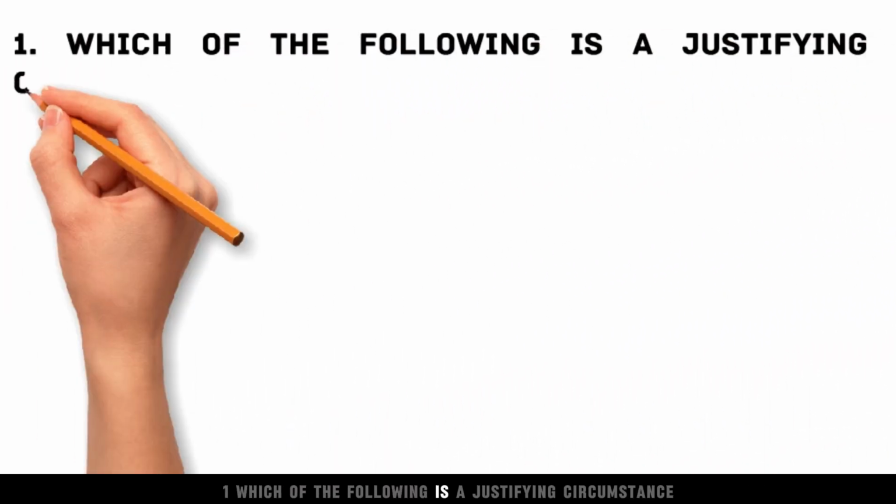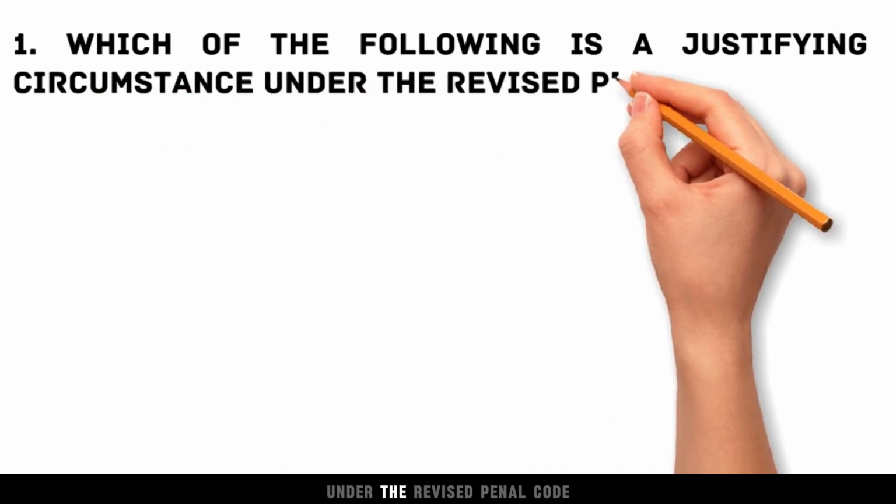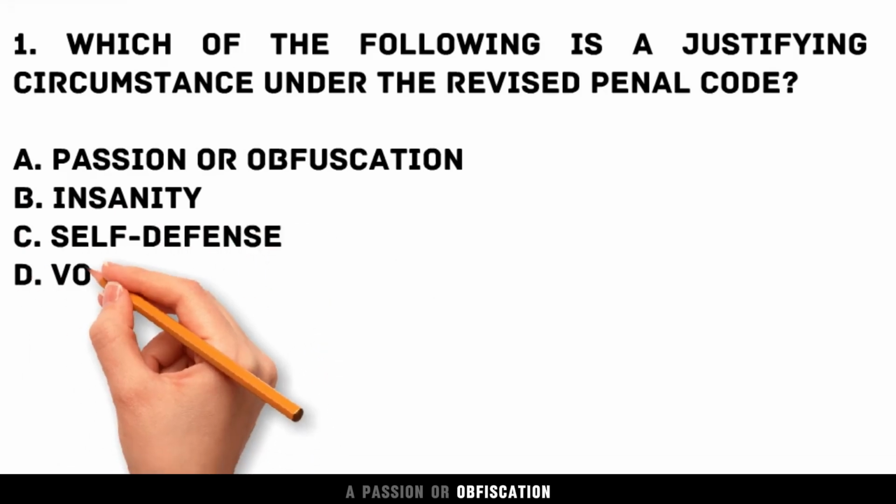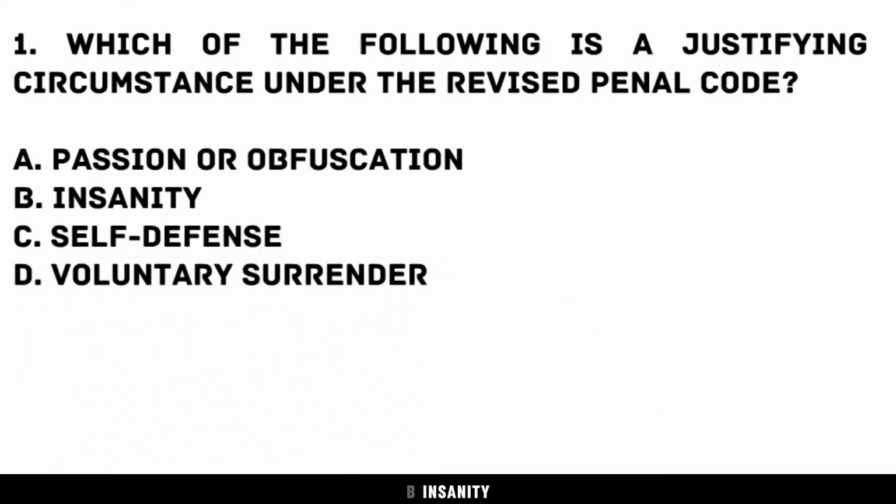1. Which of the following is a justifying circumstance under the Revised Penal Code? A. Passion or obfuscation. B. Insanity. C. Self-defense. D. Voluntary surrender.